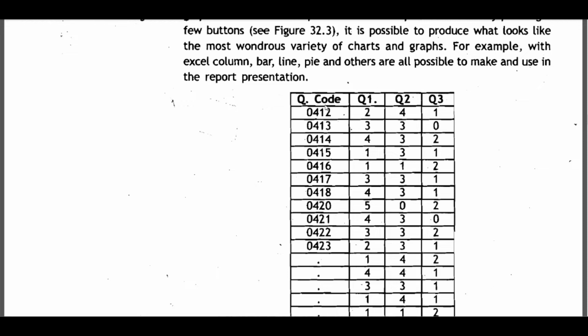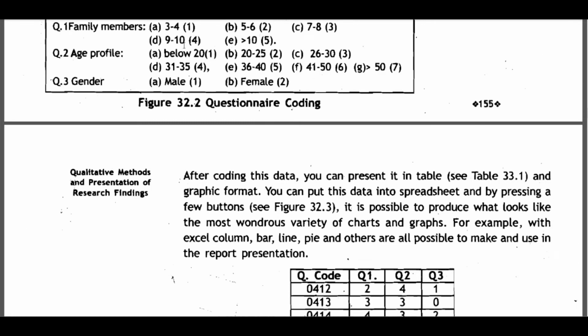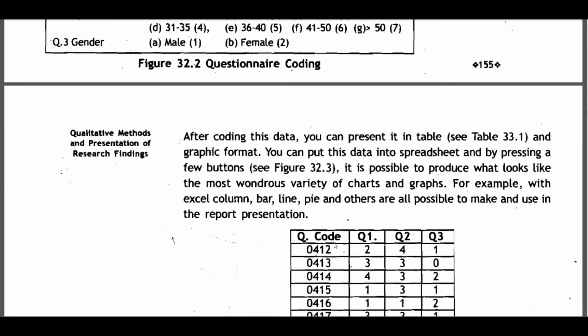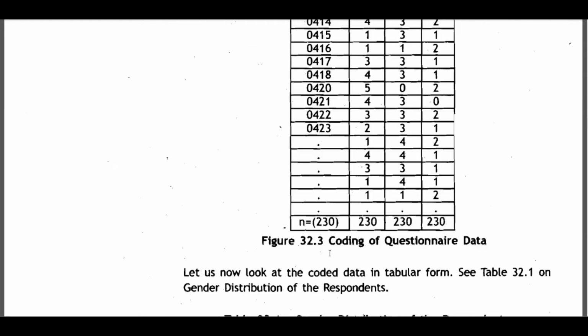So code number, first person, what he is told. Okay, this many respondents. 2 means he has 5 to 6 family members. And Q3 is 1, which means he is a male member, and Q1 is 2, which is already told. Second is 4, age is 4, which means the age is between 31 and 34. So 0412, that 12 is for a particular Tehsil. This is from Kurukshetra, a particular Tehsil, and the particular location code as given.